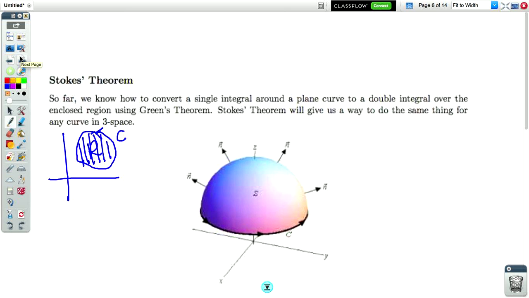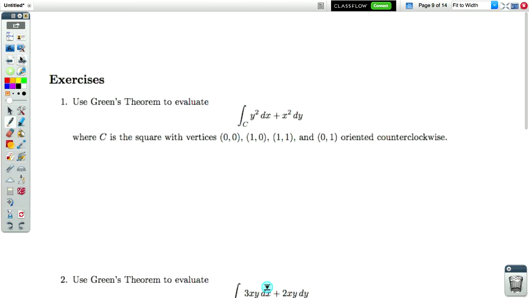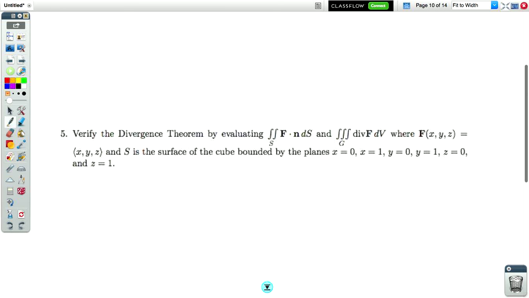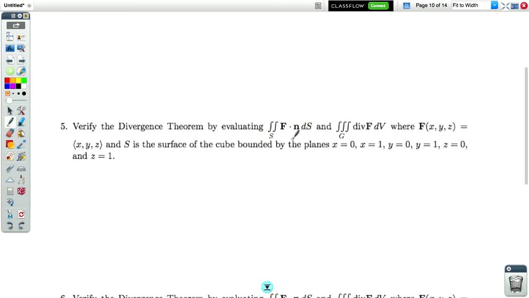So you can go on to the video about Stokes' theorem, or you are ready for exercises 5 through 7, which are all about the divergence. A couple of the examples that you'll be doing actually ask you to compute both of these integrals, the double integral and the triple integral. And you'll just verify that these two things are the same.